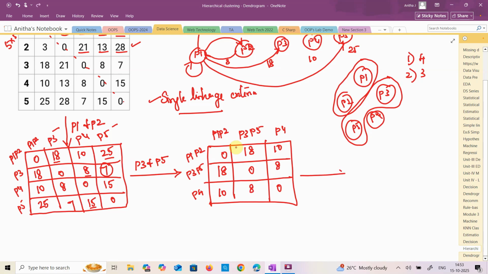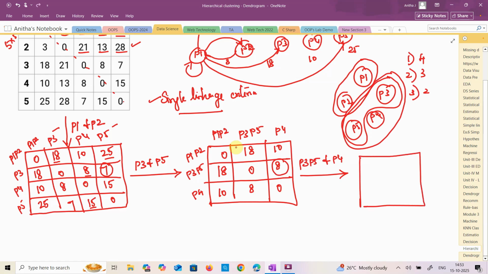In the next iteration, we need to further merge the data points. We need to identify which is minimum. So now the minimum is this. P3 and P5 are already merged, and along with that we are going to merge P4. So everything together gets merged, and we are getting only 2 clusters.